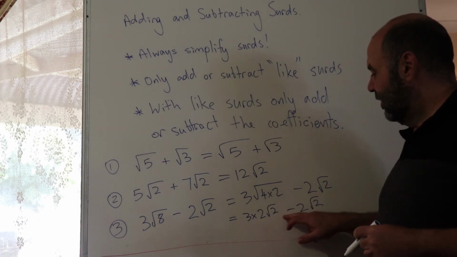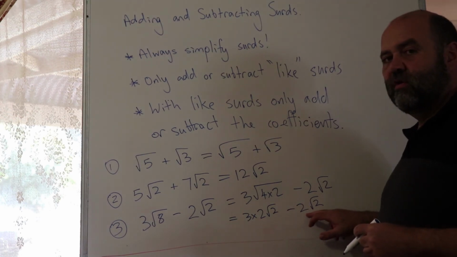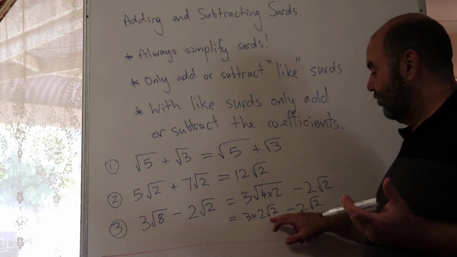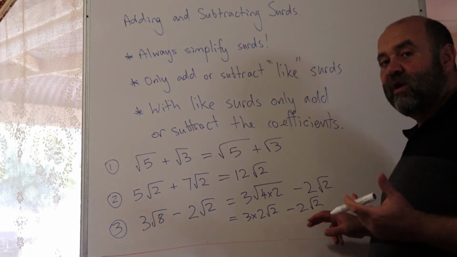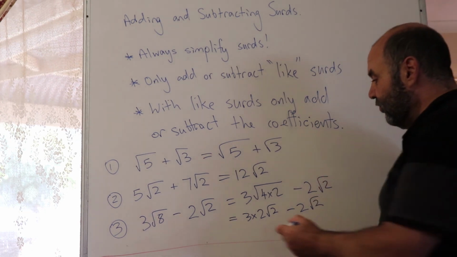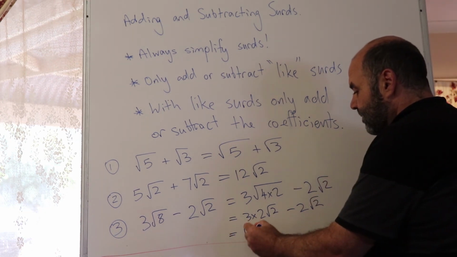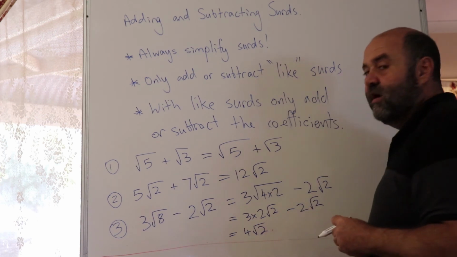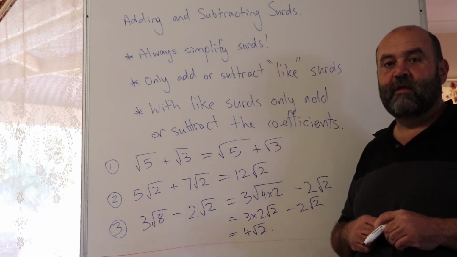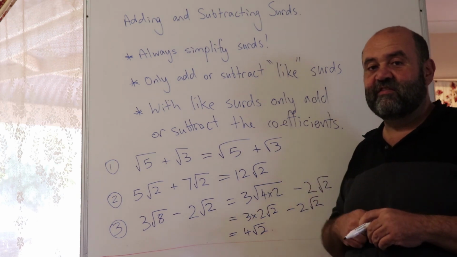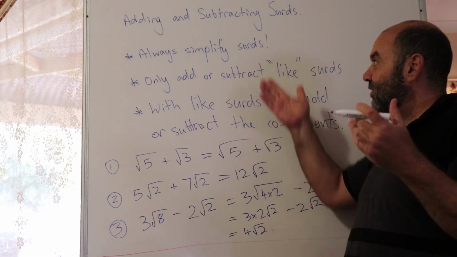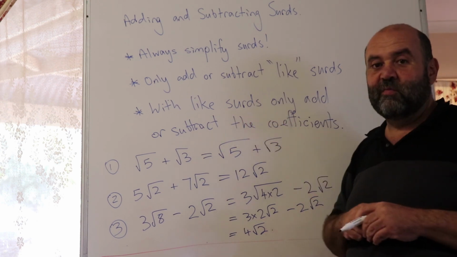6 root 2 minus 2 root 2. Well, they're like now. Root 2 and root 2, they're like surds. 6 root 2, take away 2 root 2, leaves me with 4 root 2. And that's my answer. Okay? That's it for this video, guys. That's adding and subtracting surds. They're the only principles that you need to apply.